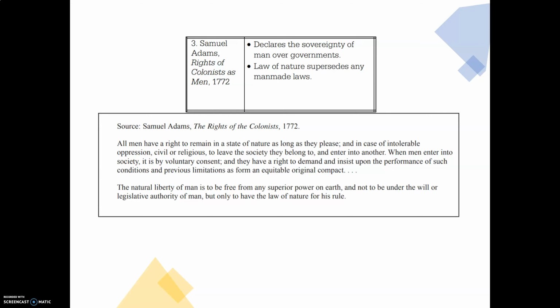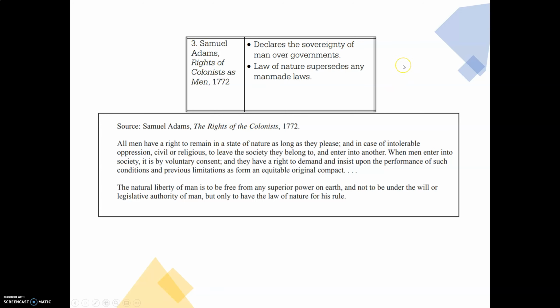And there's definitely some Enlightenment ideas in here. He talks about how in case of intolerable oppression, the people have a right to leave the society and enter into another. That sounds like John Locke's idea of overthrowing a government that's oppressive and setting up a new one. There's also the Rousseau idea of some sort of social contract where people come together and they consent to being ruled by a government. So again, in terms of content, what are you pulling out of this?